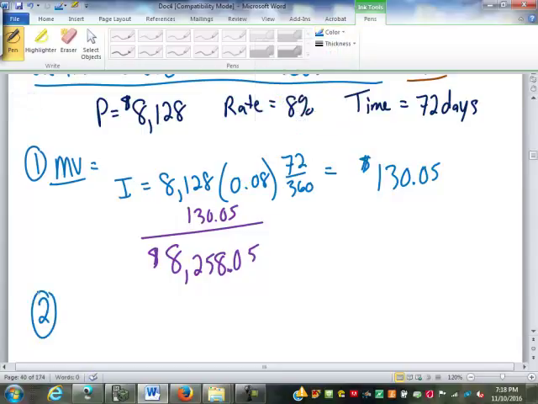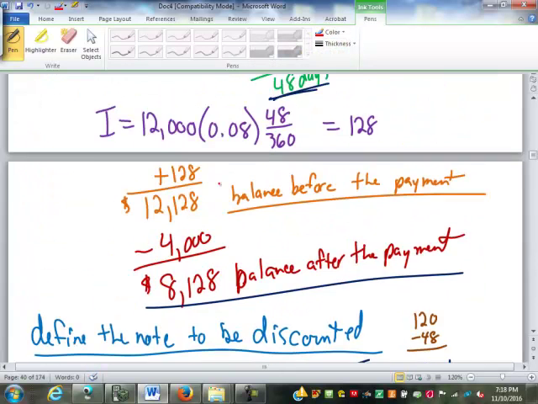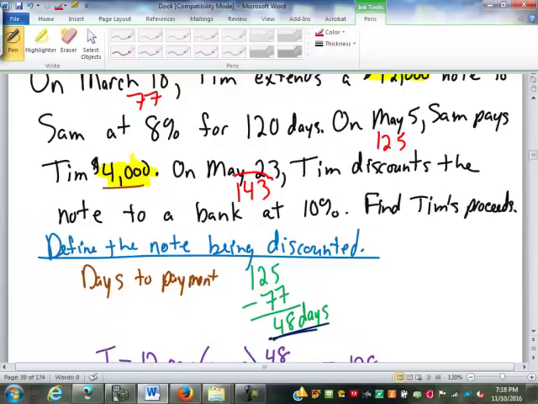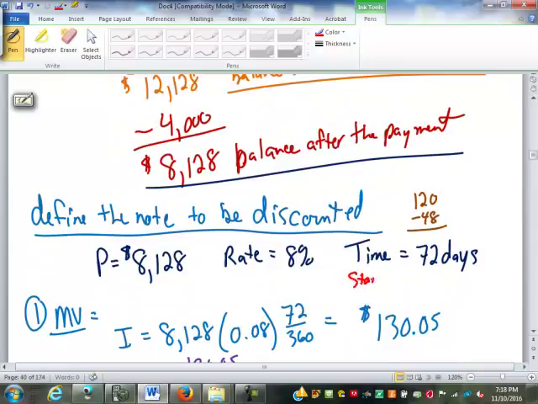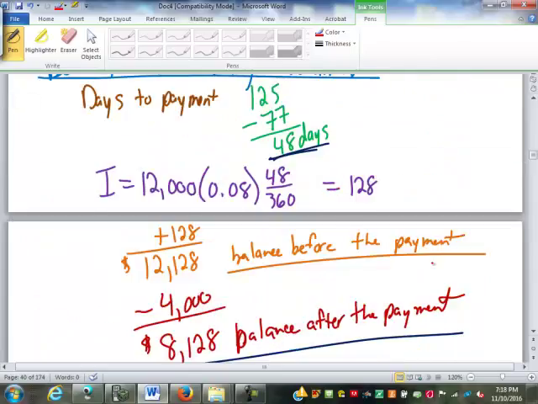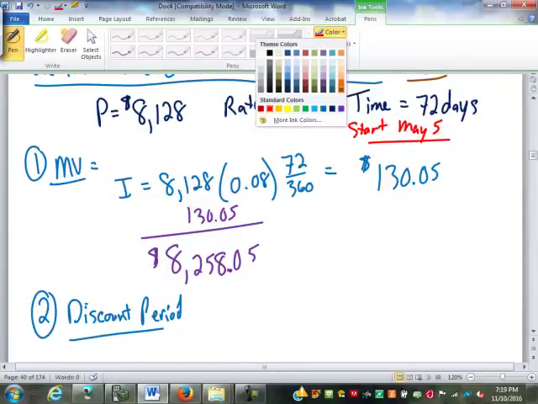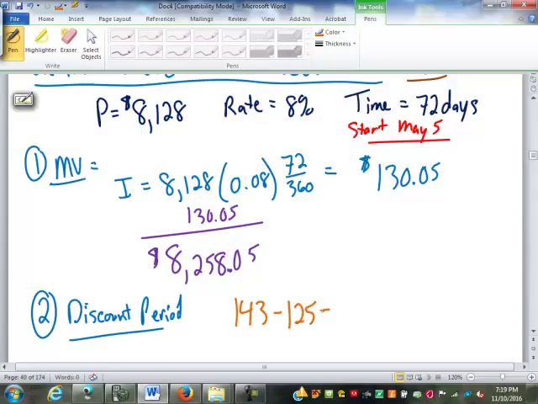On to step 2. What is step 2? Find the discount period. So we're going to have to use these dates again. We discounted it on day 143. But remember, it originated on May 5th, on day 125. So 143 minus 125 is 18 days. That's the number of days that have gone by.